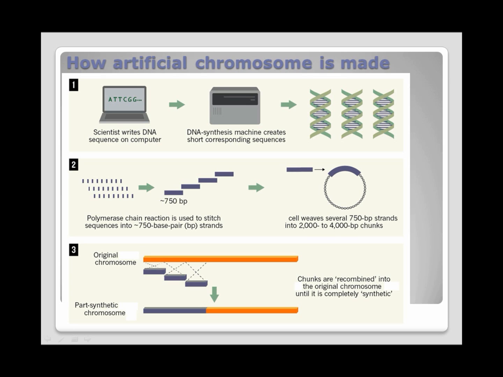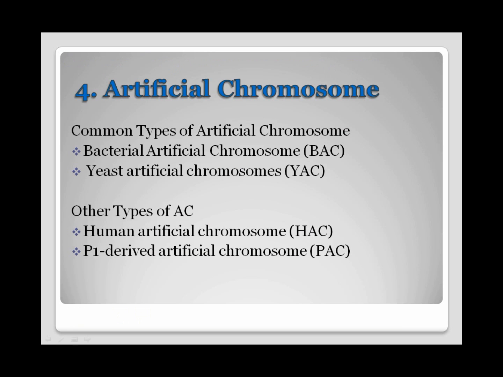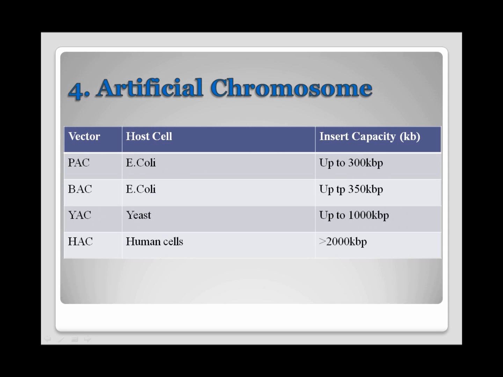Next, there are two common types of artificial chromosome. The first one is bacterial artificial chromosome, which is based on the fertility plasmids of bacteria. The next one is yeast artificial chromosome, which is based on the DNA of yeast. This table shows the different types of AC with different host cells and insert capacity.